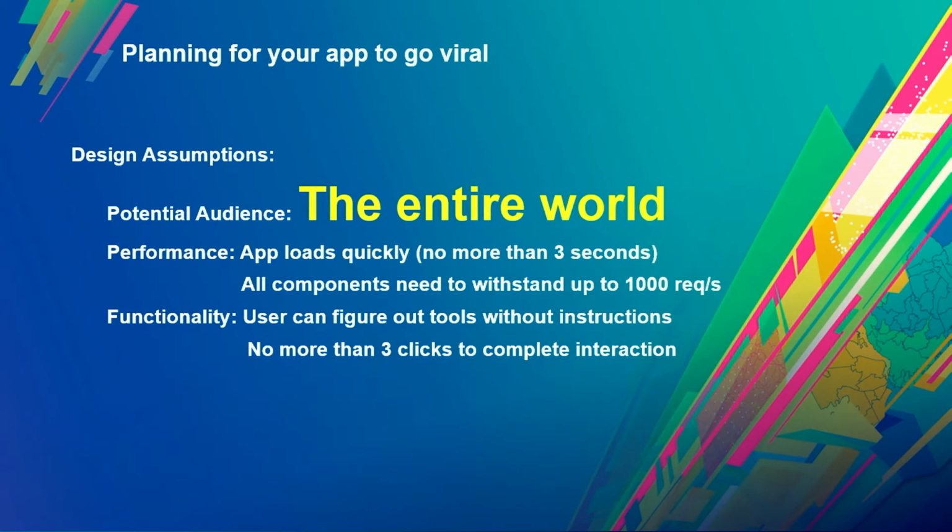Moving forward in this planning phase, we're going to have the assumptions that we're creating an app that potentially could be used by the entire world. We want it to be performant. We want that app to load quickly, so no more than 3 seconds. All components need to withstand up to 1,000 requests per second. And finally, users can figure out what tool they need to use or the information they need to glean from this app in less than 3 clicks. All right, I'm going to turn it over to Kelly.